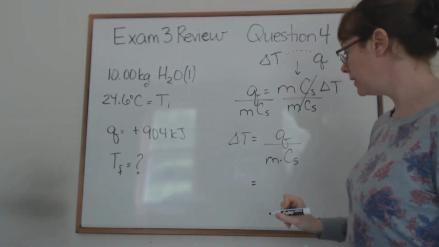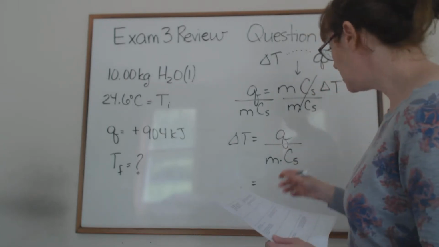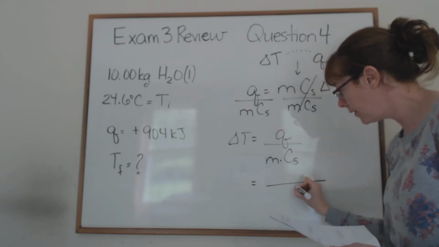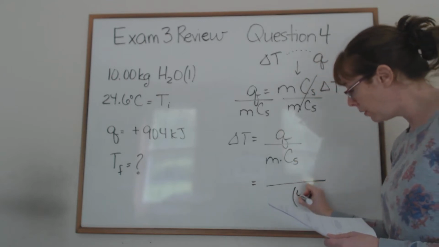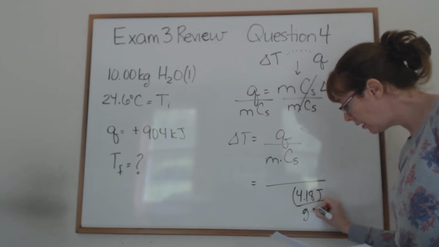Keep in mind that the units all have to be correct. So let's start with the specific heat capacity. Let's put that in first. So specific heat capacity is 4.18 joules over gram degree C.